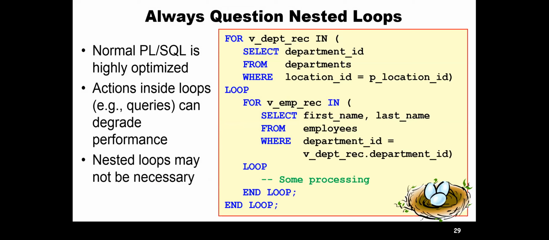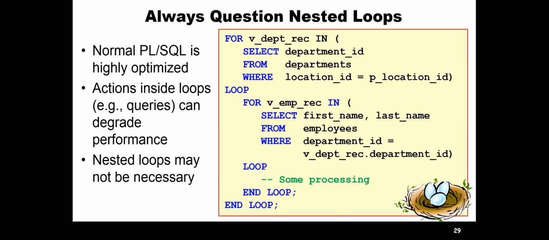Normal PL SQL is pretty well optimized, so you don't really have to worry about the PL SQL part. But if you have things inside of loops, they can degrade performance significantly. So here's an example of a nested loop where you've got a query on a department ID and then a subquery, basically a sub loop. You have a loop on the department table selecting department ID, and then a loop inside that which uses that department ID as a filter for the query for employees.